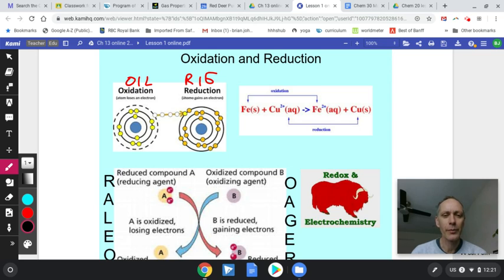So we just finished enthalpy, and we were looking at the transfer of energy with endothermic and exothermic reactions. Now we're looking at the transfer of electrons with reduction and oxidation reactions. So some of the patterns are the same. It's just a different vocabulary, and now it's electrons instead of energy.